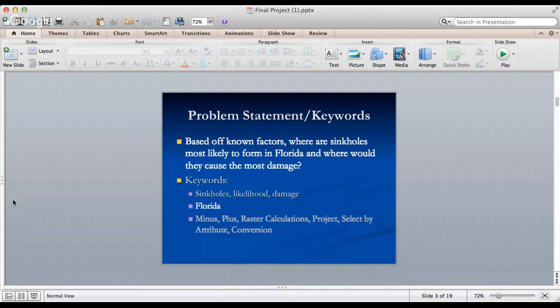The problem statement is, where are sinkholes most likely to form in Florida and where would they do the most damage? Those are the key words.